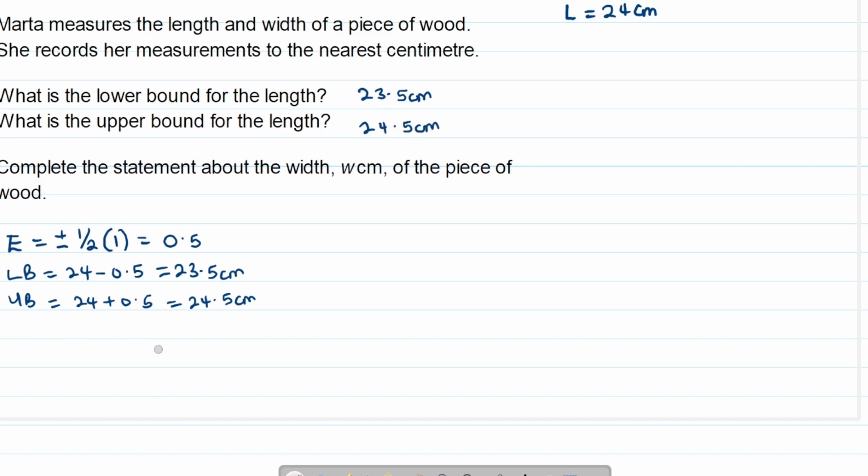Now we are asked to complete the statement about the width. That is, this should be W is equal to 24 centimeter. So to complete the statement for the width of the wood, the width of the wood will range from 23.5 centimeter less than or equal to W less than 24.5 centimeter.